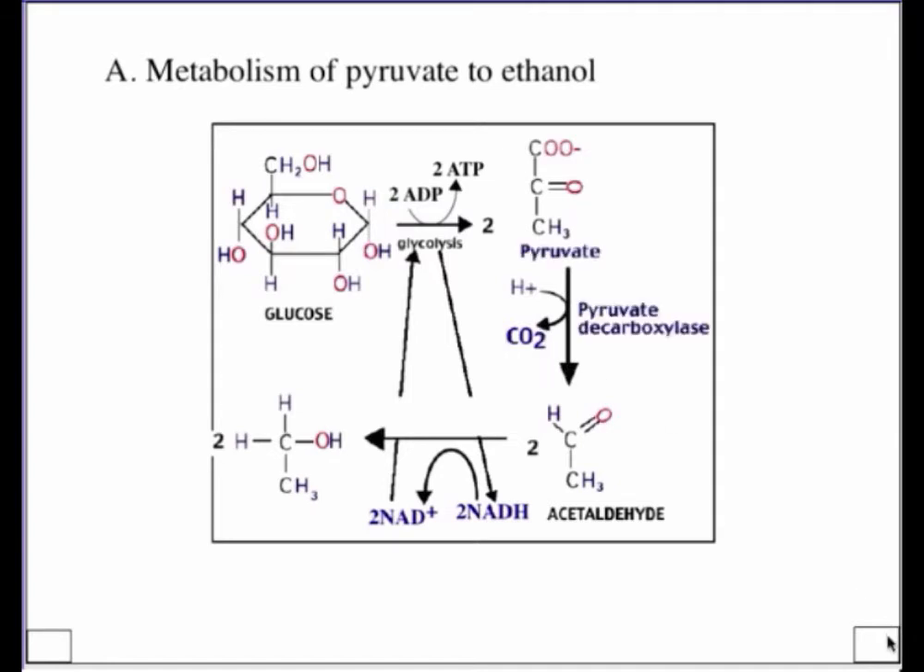So that is made possible by the enzyme pyruvate decarboxylase, so this decarboxylation reaction. And so then acetaldehyde is formed, and we can see there a very familiar sort of aldehyde structure. Acetaldehyde then is what serves to regenerate the NAD plus produced in glycolysis and keep glycolysis going.